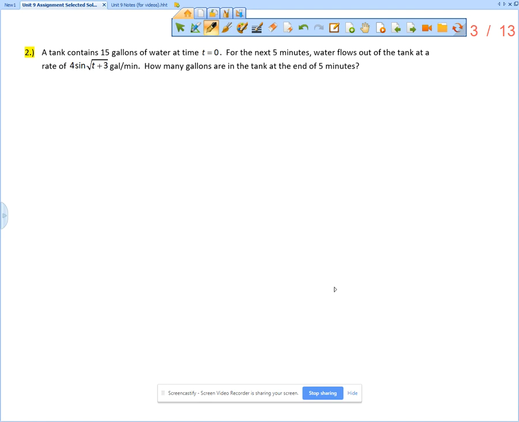All right, so what do we have here? First of all, the volume of water in the tank is 15 at time t equals 0. So we could say V of 0 is equal to 15, V representing volume. Then it says for the next 5 minutes, water flows out of the tank at a rate of 4 sine of root t plus 3.